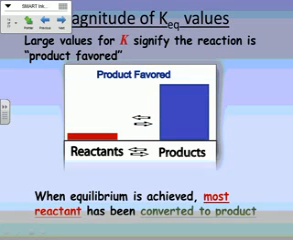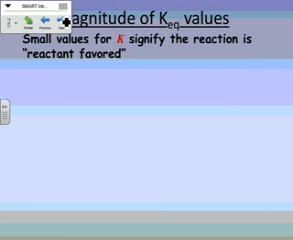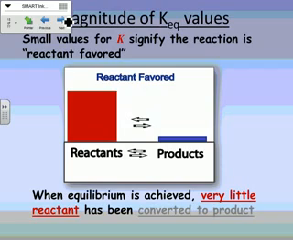Okay, we just talked about this. Large values for K means the reaction is product favored. When equilibrium is achieved, most of the reactant has been converted into product. Okay, so at equilibrium, this is going to be your concentrations. Lots of product, not very much of the reactants. And then the same thing for the other way. If you got small values for K, that means there's a lot more of the reactant and a lot less of the products. Okay.